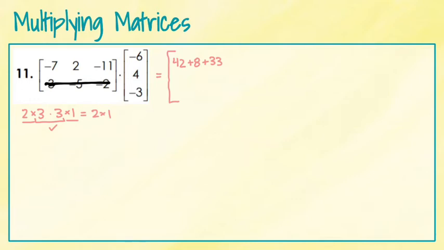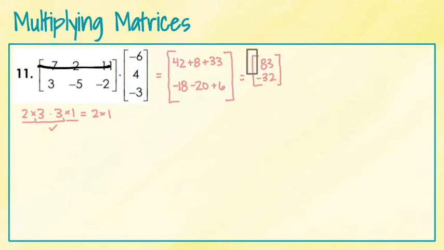Now for row 2 times column 1, we're going to get 3 times negative 6, which is negative 18. Negative 5 times 4 is negative 20, and negative 2 times negative 3 is positive 6. When we add these together and simplify it, we are going to end up with 83 and negative 32. And that's our answer for this problem.